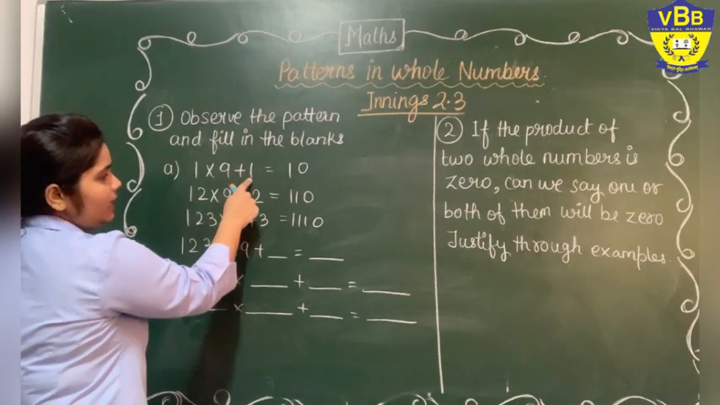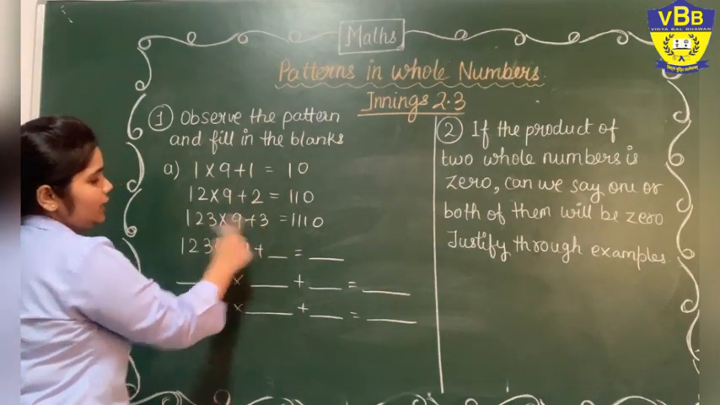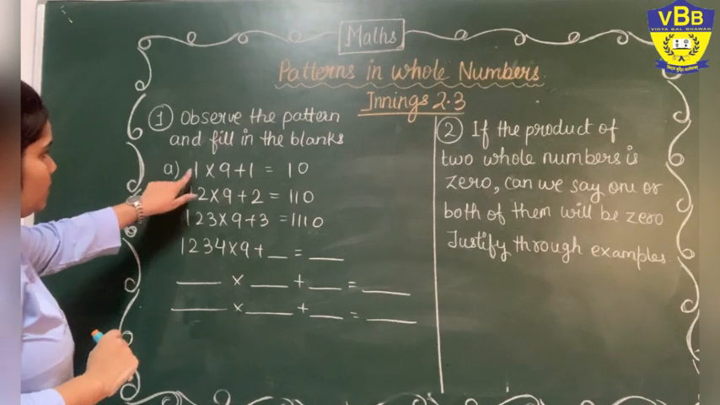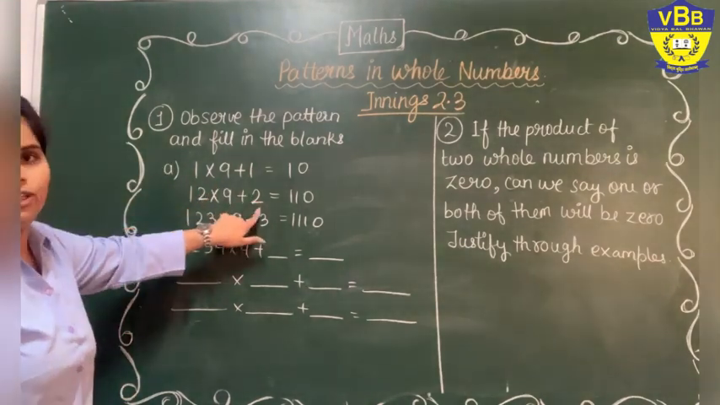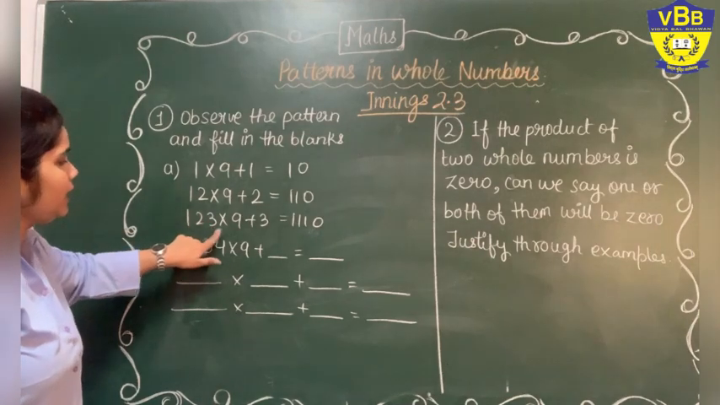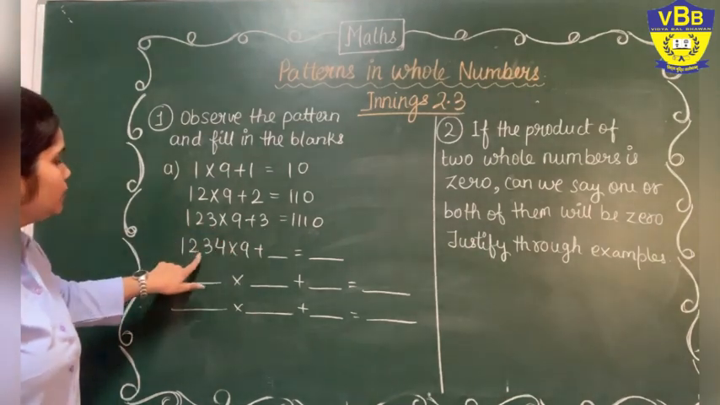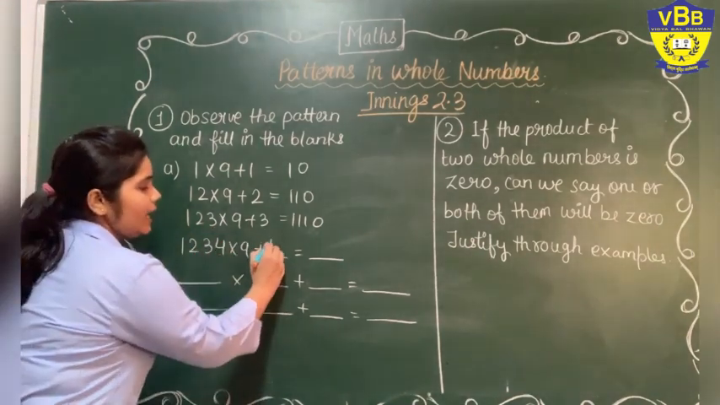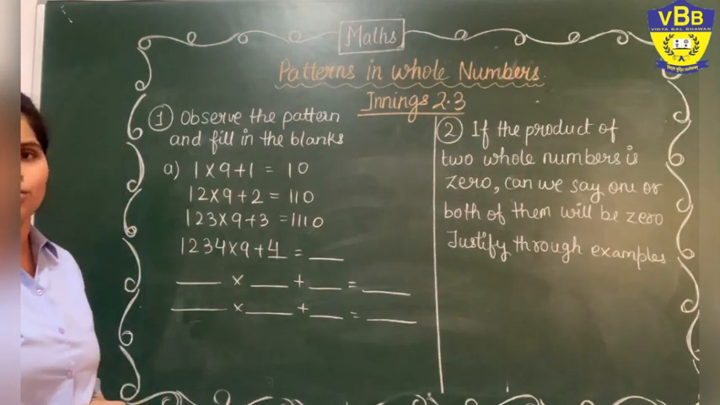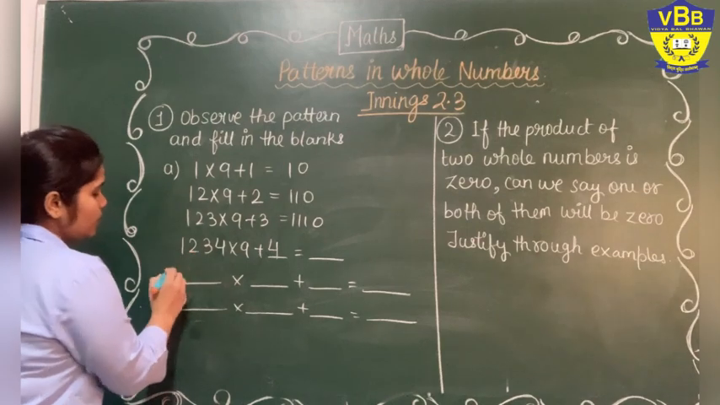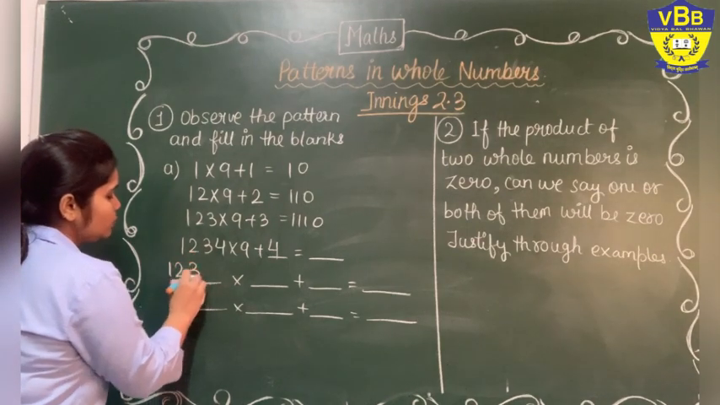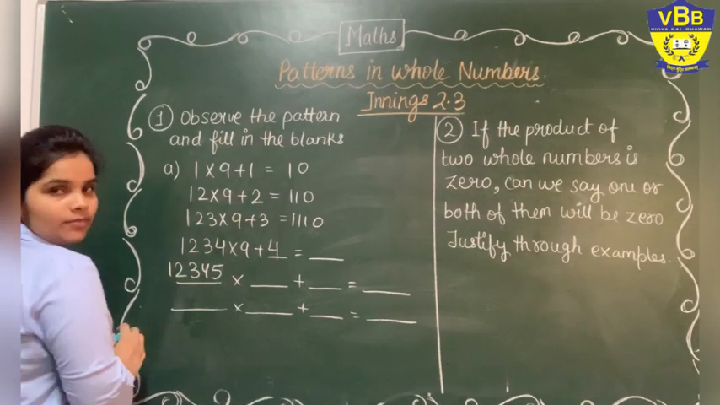And what are we adding? We are adding 1, 2, 3. Here it is 1 added 1, 12 added 2, 123 added 3. For 1234, what do we need to add here? We need to add 4. What will be the next number? It is 1, 2, 3, 4, next will be 1, 2, 3, 4, 5.